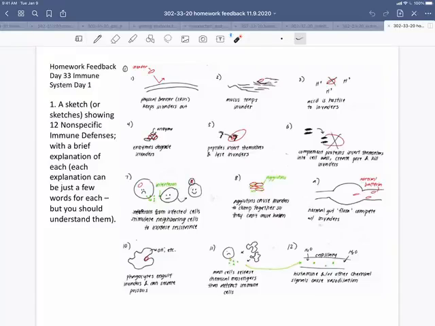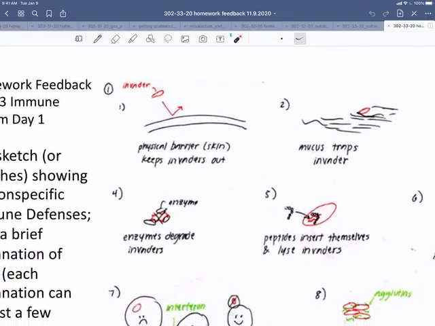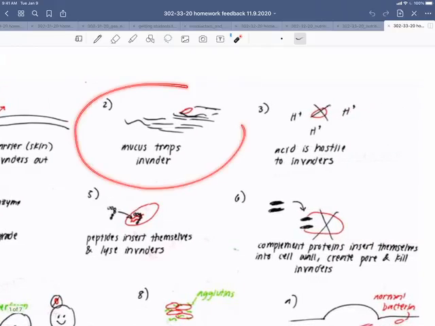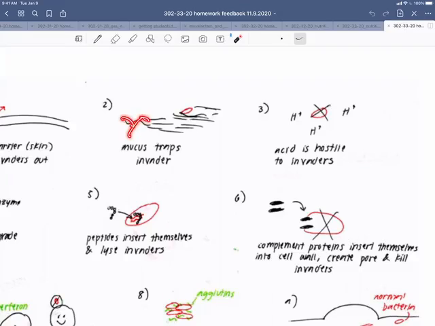The first question for the homework was a sketch showing 12 non-specific immune defenses with a brief explanation for each. So this person did separate sketches for them. Here's an invader running into the physical barrier of the integument, skin, or whatever the outer covering is. Second, lots of animals have mucus, so strands of mucus that they're producing from goblet cells in the skin.